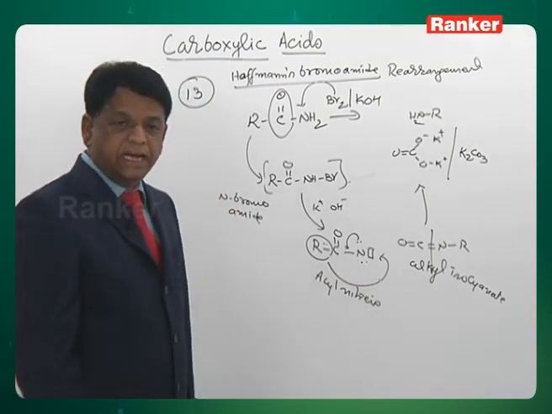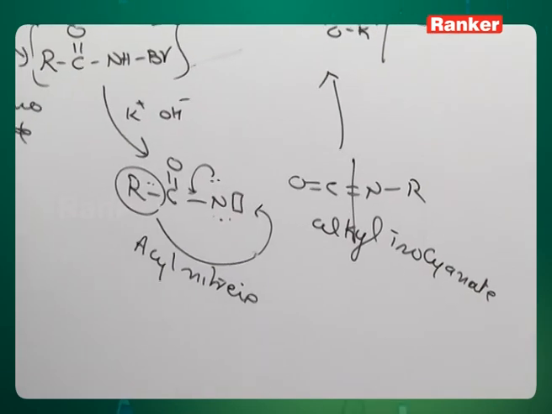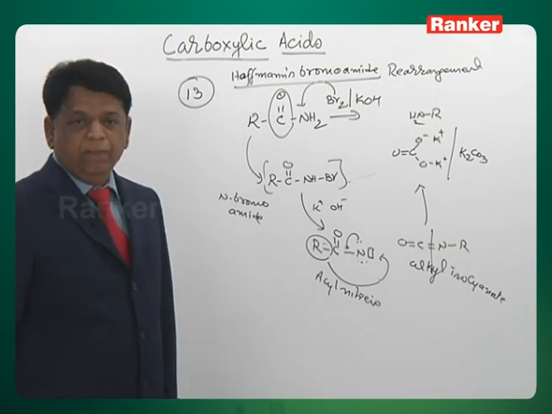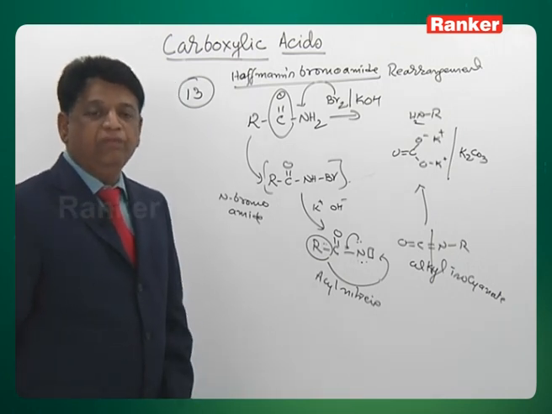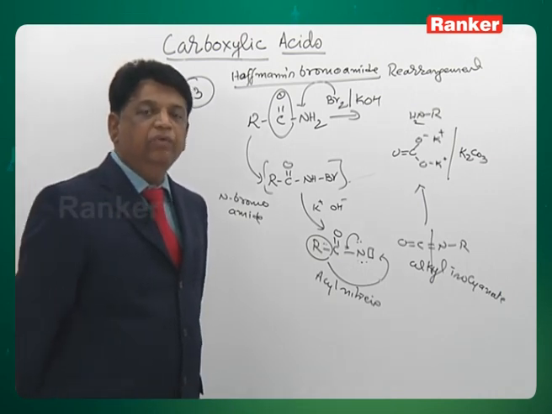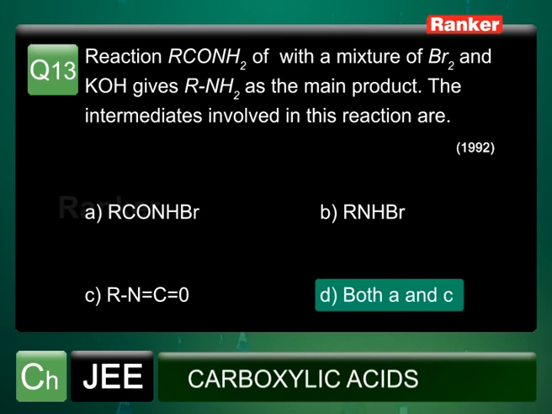Means the A is right answer, RCONHBr. However, even C is also right, that is isocyanate is also right. So, A and C, there is another option D containing both A and B. So, therefore, the D is the more correct one. So, this is a single answer which you have to identify more correct. If more answers are there, out of that more correct will be the right answer. So, therefore, D will be the more correct than the answer B and C alone. So, the answer goes to the D, which contains actually A and C.